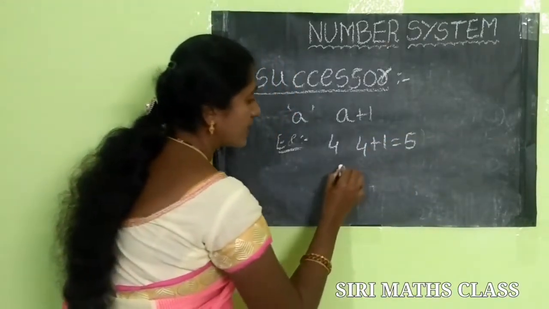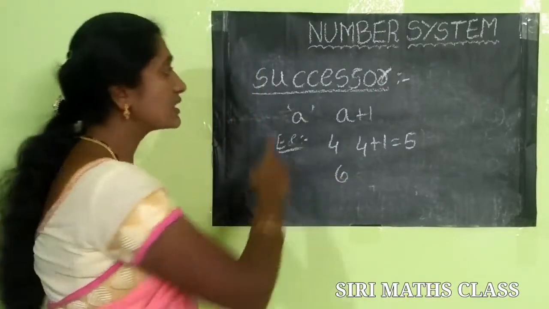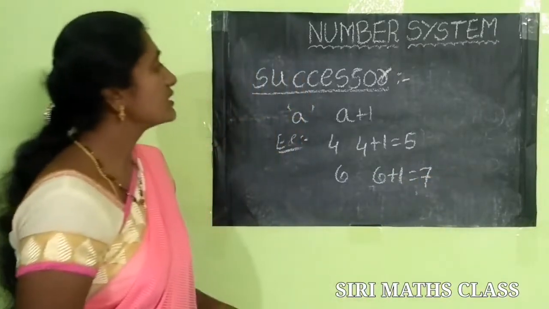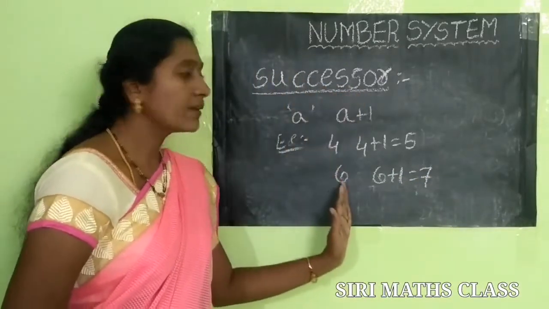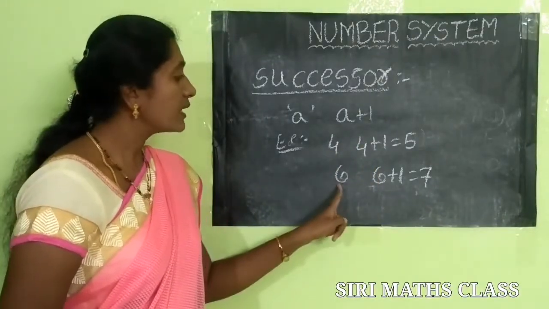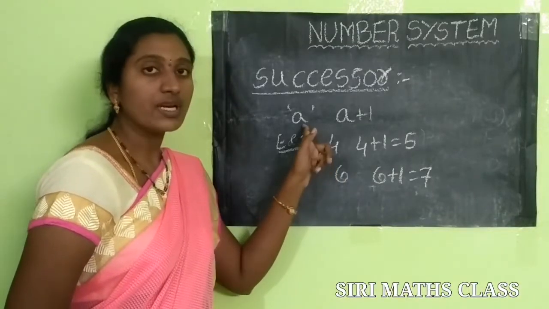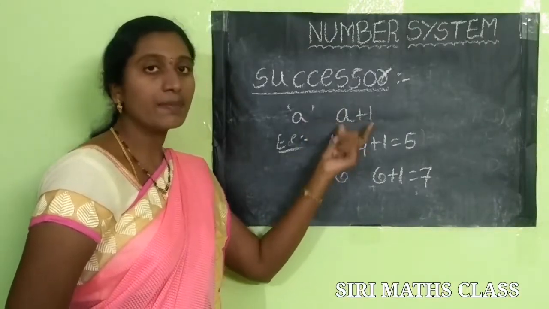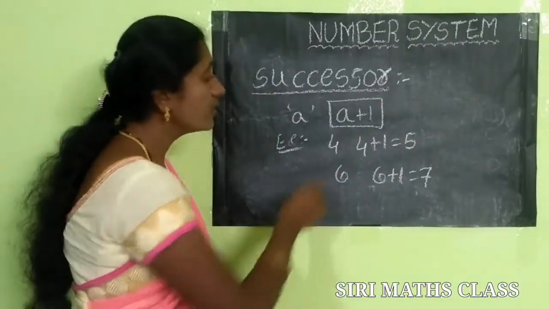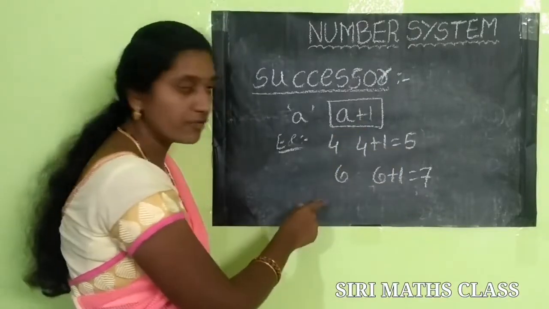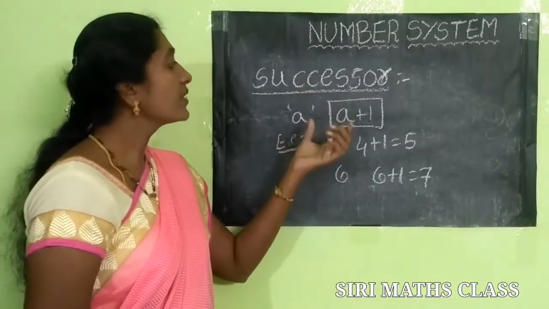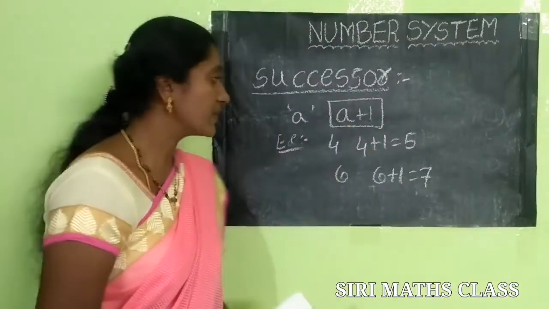Here I can take one more number, for example 6. What is the successor of 6? 6 plus 1, 7. The successor is nothing but the next number after the number. Remember, if A is a number, the successor of A is nothing but A plus 1. Here we take 4: 4 plus 1 equals 5. Here we take 6: 6 plus 1 equals 7. The successor of any number is the number next to it.